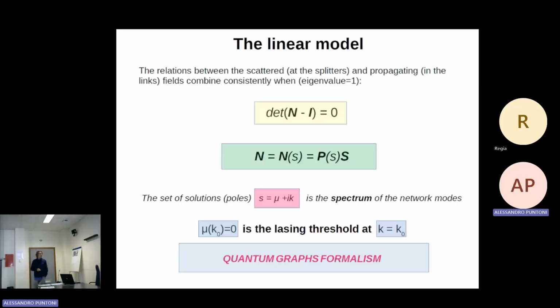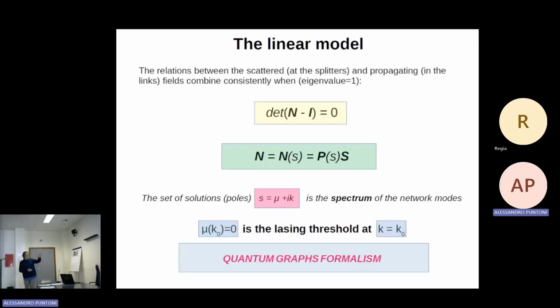So when we have a situation such that the real part of these eigenvalues is equal to 0, we have the lasing threshold of the network, and the k vectors, or the frequencies at which you have this condition, will have the meaning of the modes that are excited at the threshold of the lasing behavior. So the laser will start to work, emitting some coherent emission for this value here, related to this frequency here.